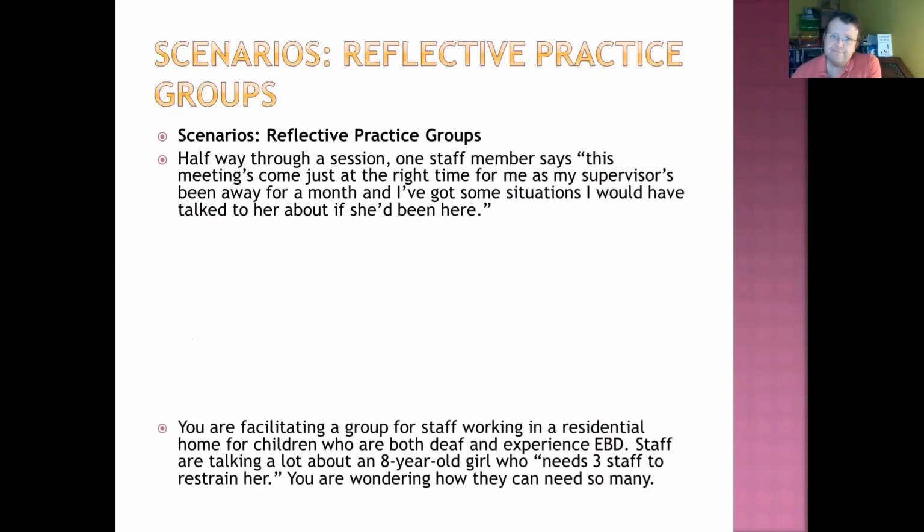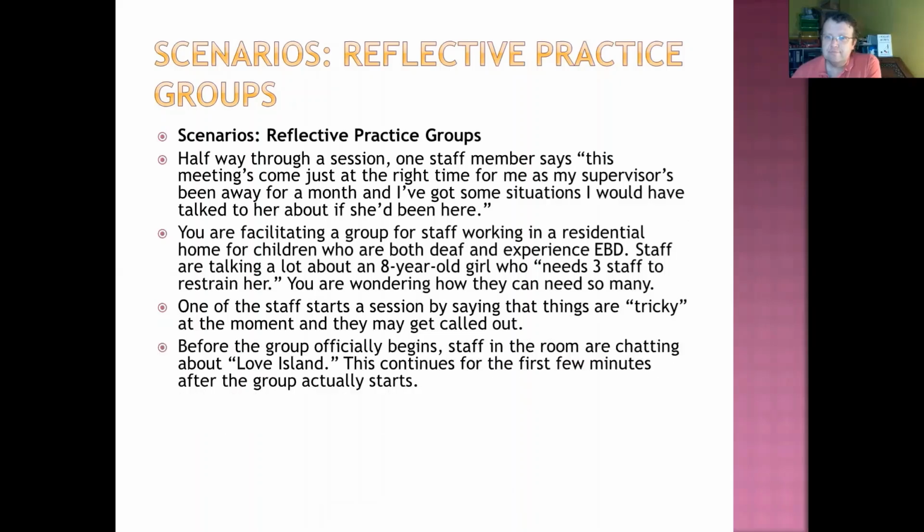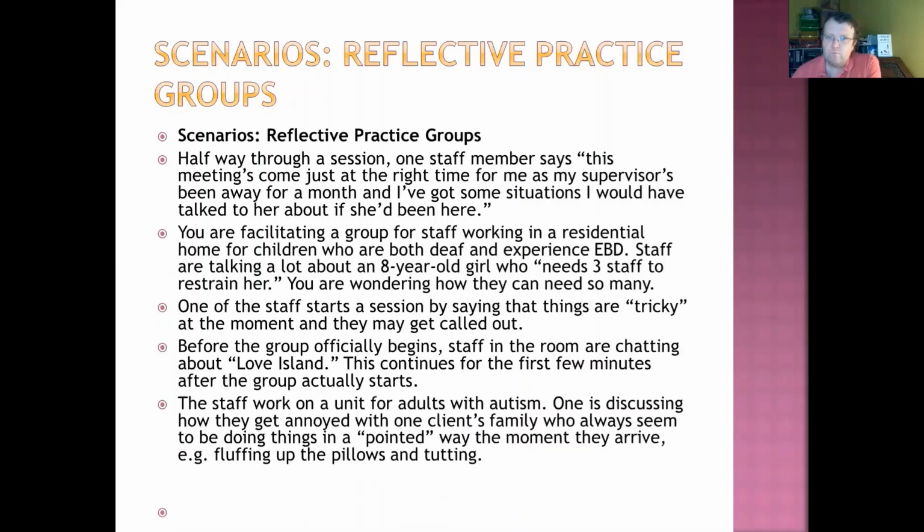Okay, and then again, like we talked about with supervision, I've got various scenarios. I'm not going to read through them. Have a look at them on your own, and then hopefully we'll have scope to get together in small groups and discuss them, and then the whole group together.